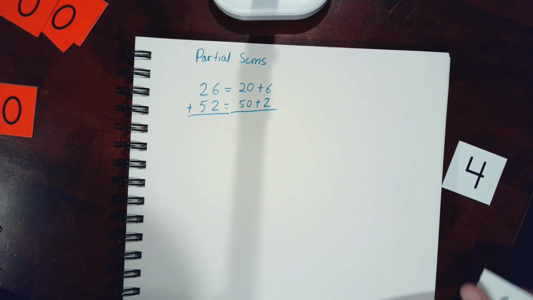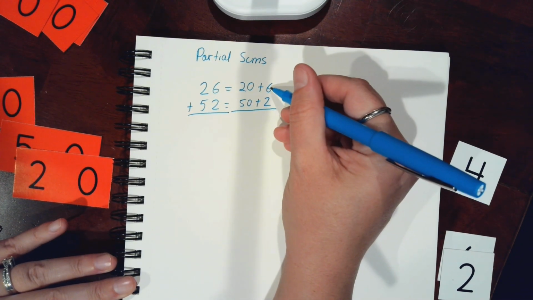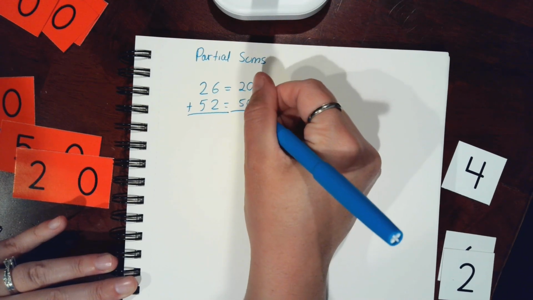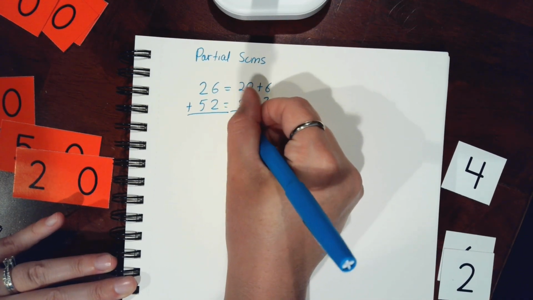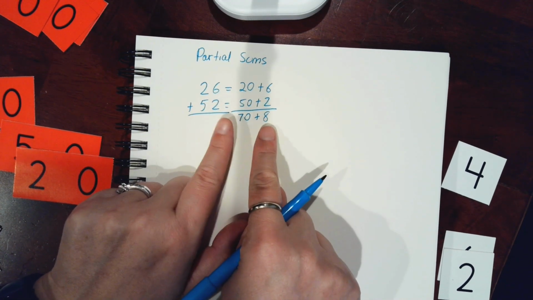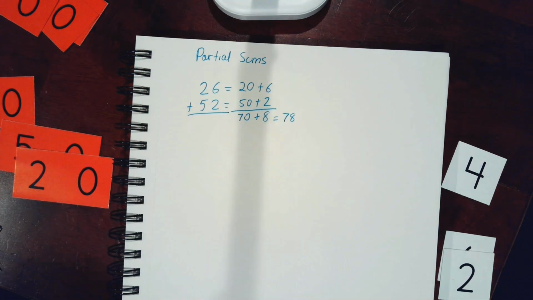Now that I have my numbers expanded out, I am going to add. I have 6 and 2, which makes 8. And I have 20 plus 50, which makes 70. Now that I have it expanded out into 70 and 8, 70 and 8 makes what? 78. So then I have my sum of 78.